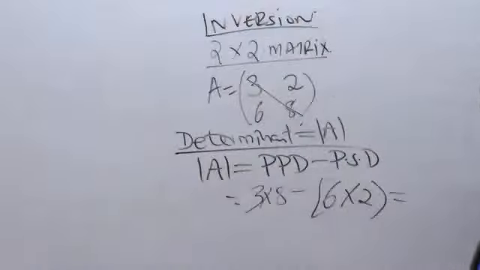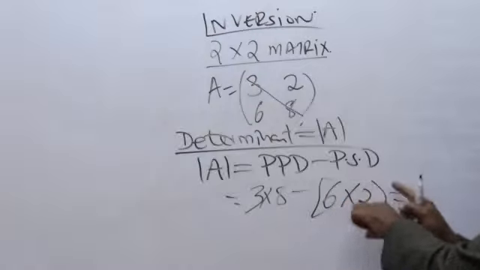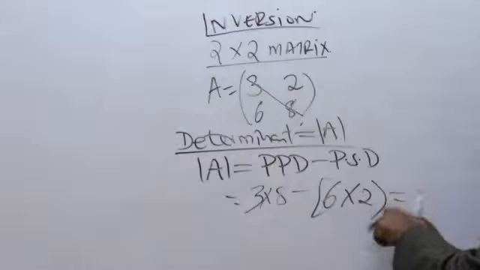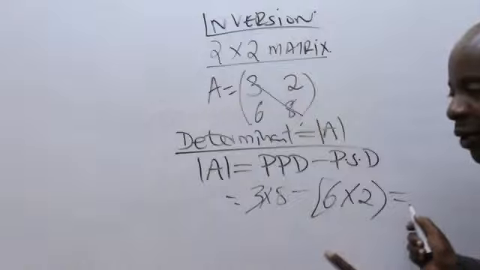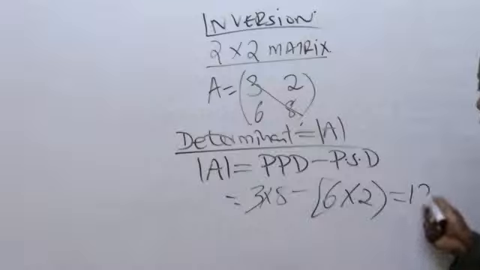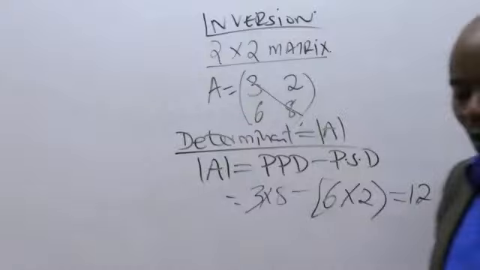The product of the secondary diagonal must always be put in brackets, especially whenever one or all the elements inside the secondary diagonal are negative. So could you kindly give me an answer here? What is our determinant? According to Benjamin Munyoki, we have 12. Mohammed has been able to confirm this figure.